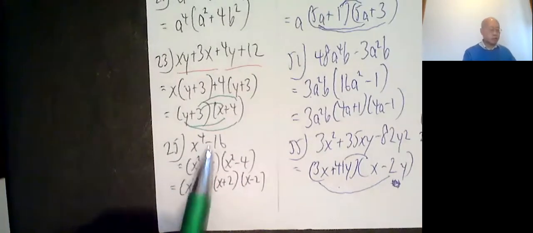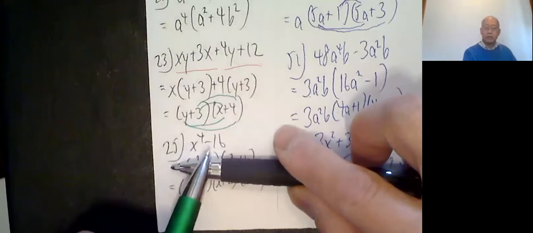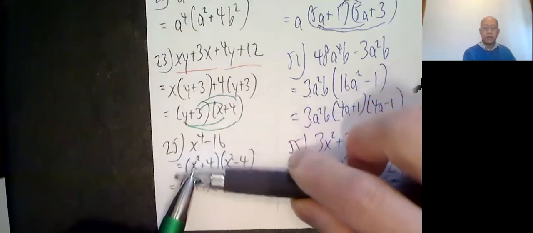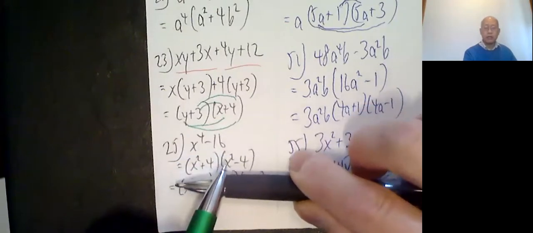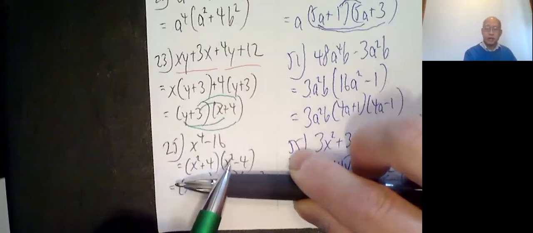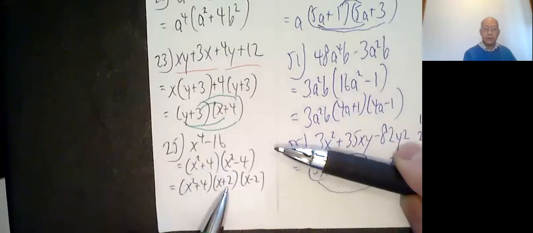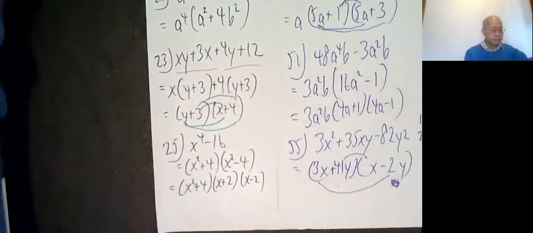25, x to the 4th minus 16. Treat x to the 4th as x squared squared minus 4 squared. So use the formula for the difference of squares. X squared plus 4, x squared minus 4. Okay, now you can't do anything with this, but this you can keep going. This is the difference of squares. Okay, so leave alone x squared plus 4, then have x plus 2, x minus 2.